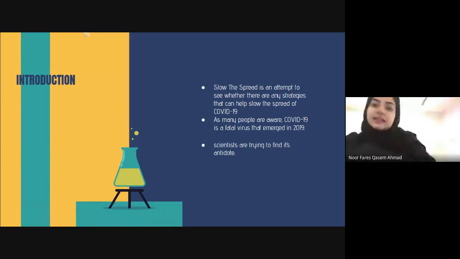Okay. Slow the Spread is an attempt to see whether there are any strategies that can help us slow the spread of COVID-19. As many people are aware, COVID-19 is a fatal virus that emerged in 2019, and scientists are still trying to find an antidote. So the virus is transmitted.